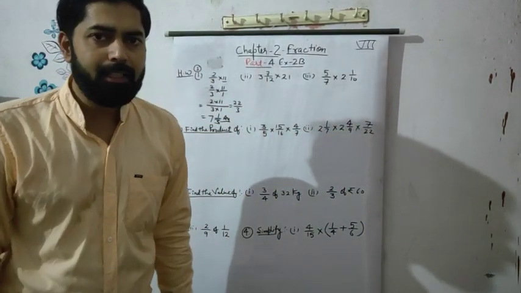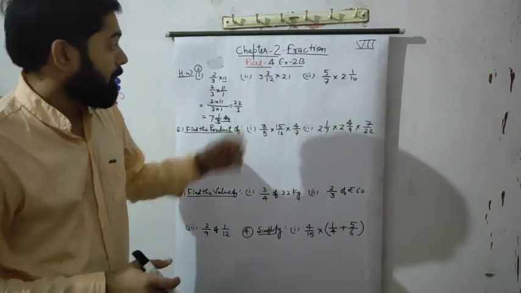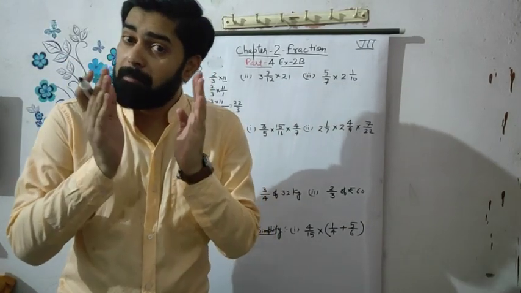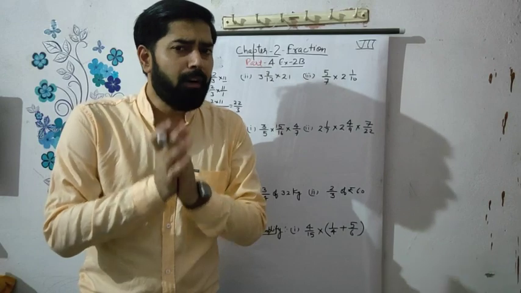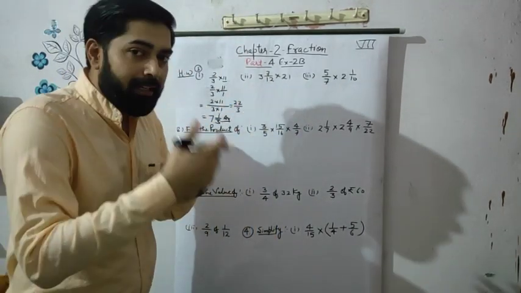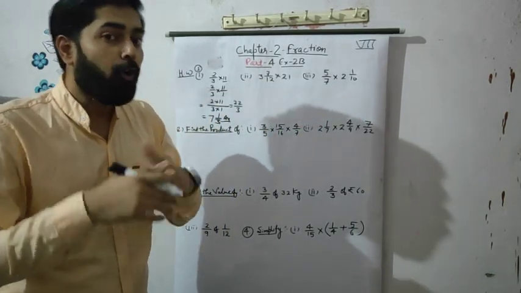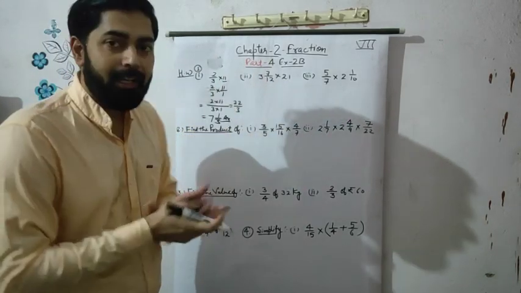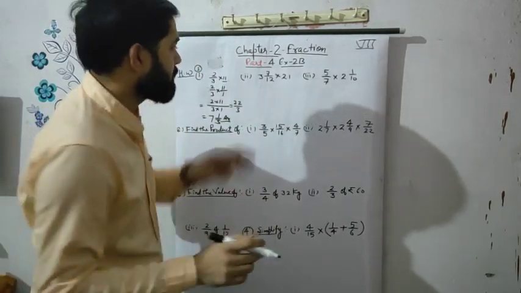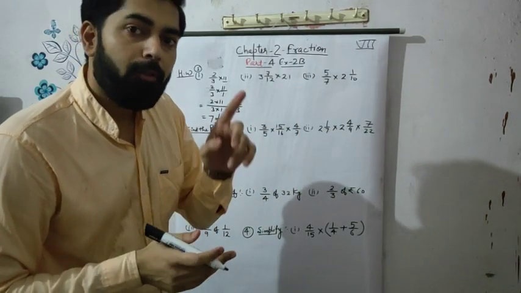In the second question, what is given here? 3 and 7 upon 12 multiplied by 21. One fraction here is a mixed fraction, and we know we cannot solve a mixed fraction directly. So firstly we convert the mixed fraction into an improper fraction. How can we convert any mixed fraction into an improper fraction? By multiplying the whole number to the denominator and adding the numerator. So 12 3s are 36. Good. 36 plus 7, 43.